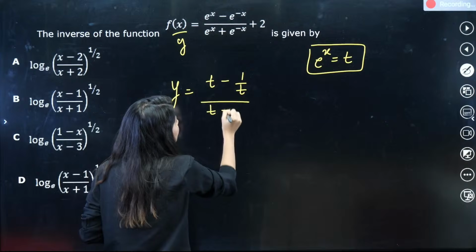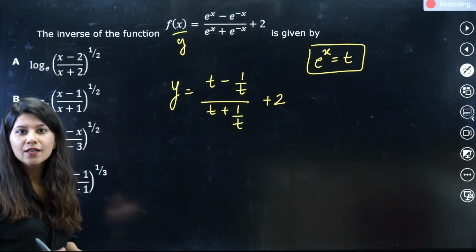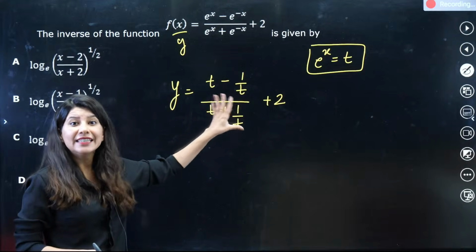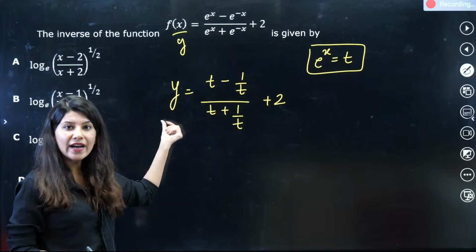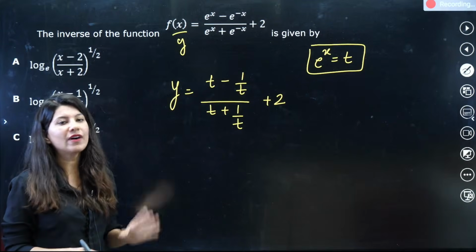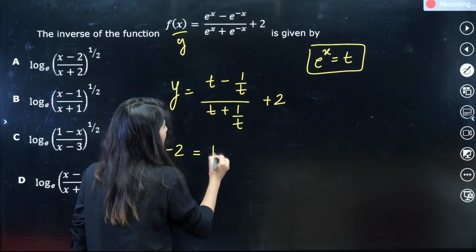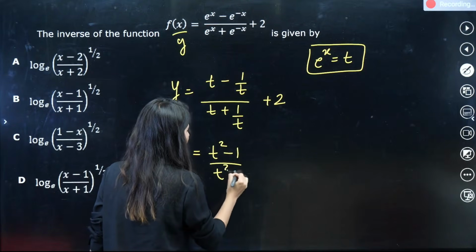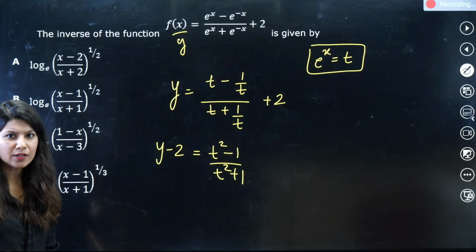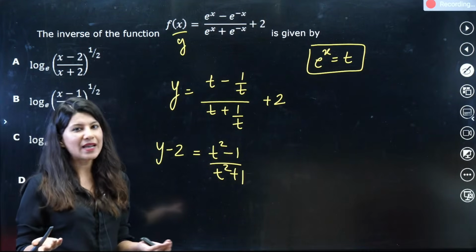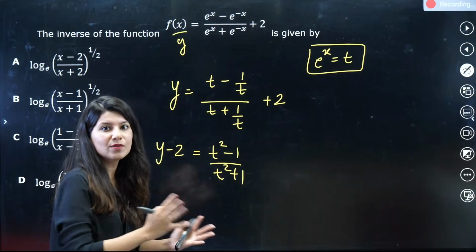And then (t plus 1) by (t plus 2). What you are looking for is t completely in terms of y. Now the value of t in terms of y is what you are looking for. Plus 2 will become minus 2, and this is going to be (t square minus 1) upon (t square plus 1). You can simply cross multiply, or you can apply componendo and dividendo to get the value of t square in terms of y.